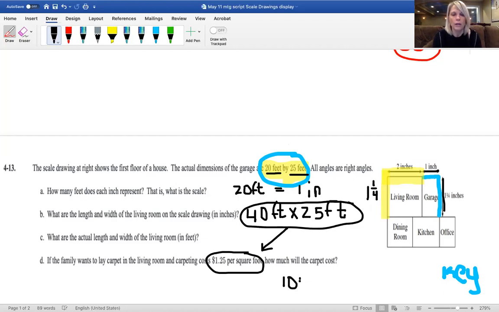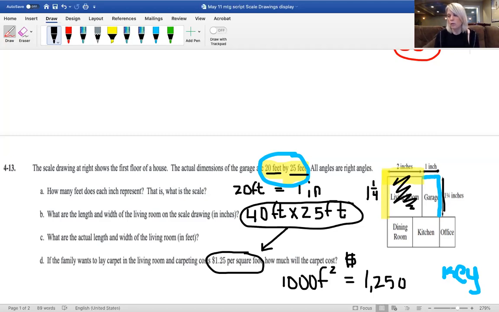So if you have an area of 1,000 square feet, you just multiply that, and this is just moving a decimal point. You can multiply by $1.25, which would just be $1,250. So that's how much it would cost to carpet. Very expensive. But that's how much it would cost to carpet that living room. If you find the area of it, you're just thinking about how much would it cost to cover that part of it.